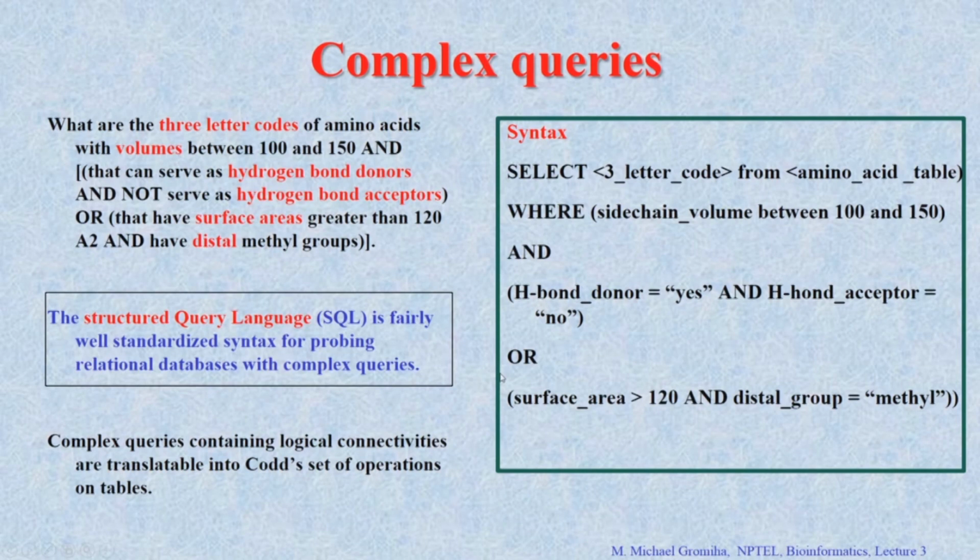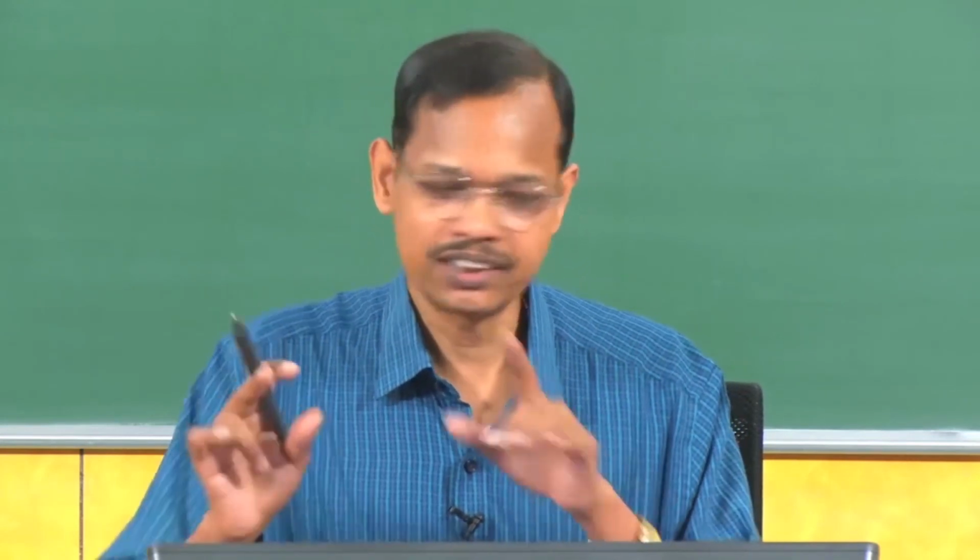Now what will happen if you go through complex queries? For example, the question is you have to get the 3-letter code, that is fine, with volume between 100 and 150. That is the second condition. And the third, again, that can serve as hydrogen donors and not hydrogen acceptors, or they have surface areas greater than 120, and distal methyl groups. It is very complicated, so we cannot easily look at the tables and then get the data.